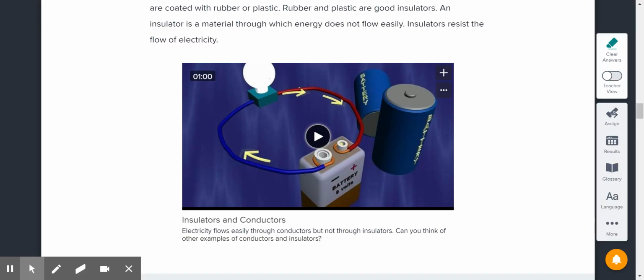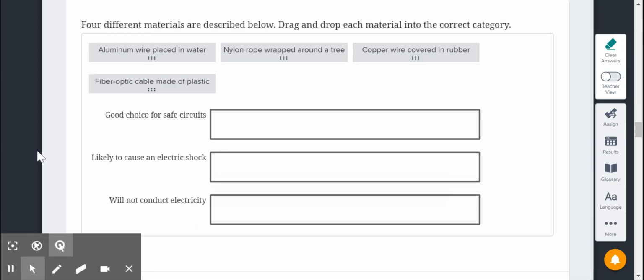To end today's language lesson, we have two last words. Complete. All right, this is the last thing we're going to do today. 4 different materials are described below. Drag and drop each material into the correct category.